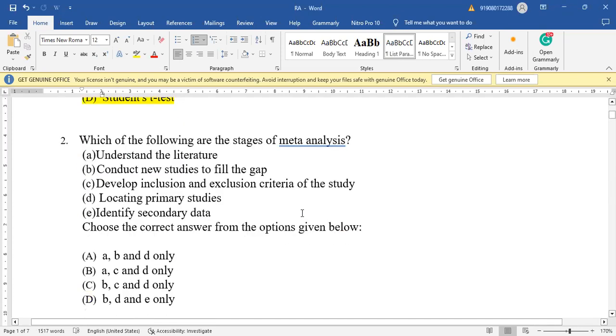Number 2, which of the following is a stage of meta-analysis? Meta-analysis refers to using various scientific techniques to find the solution for the same problem. Let us say you are approaching the problem under quantitative study, and I am approaching under qualitative study. Both cases you will get the results with some degree of error, correct? So they're talking about that analysis, that is called meta-analysis.